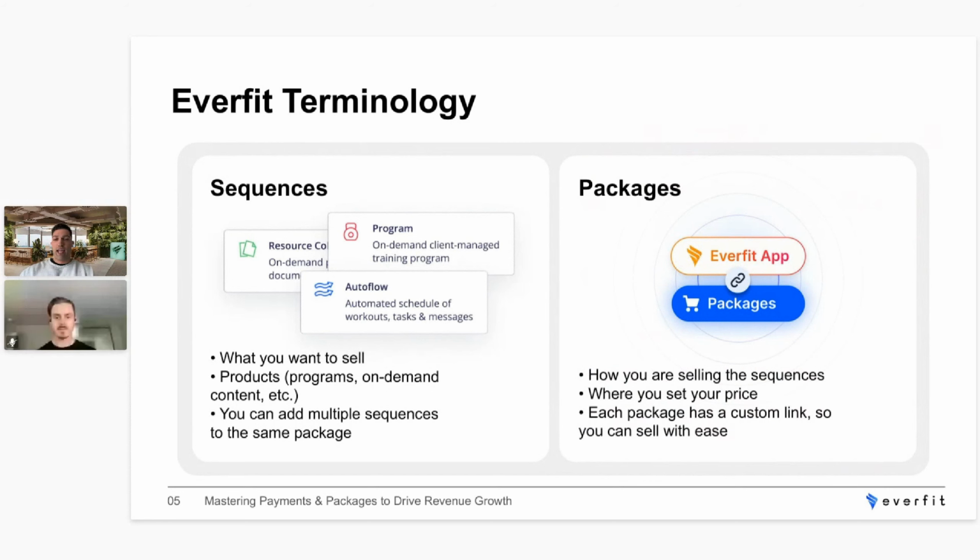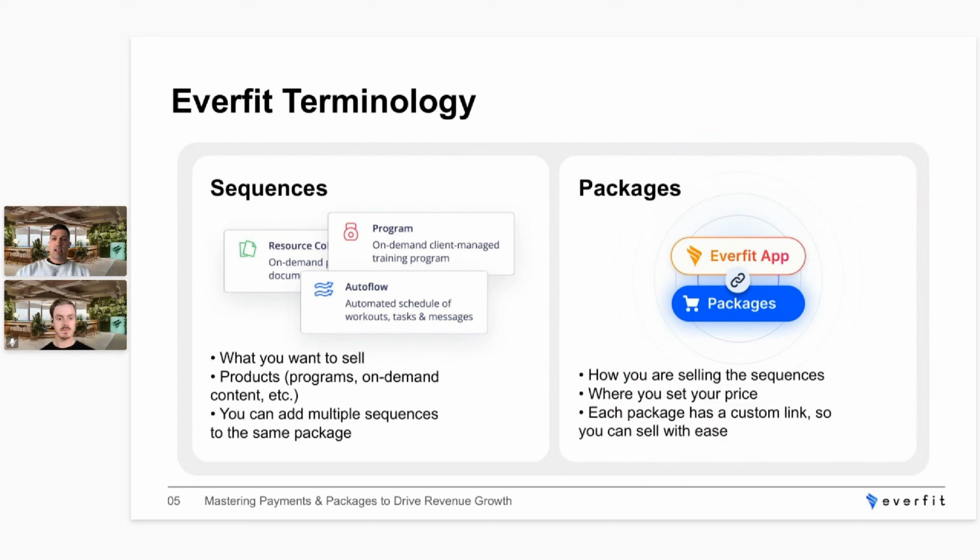And you can create as many sequences as you'd like. So one sequence could have some on-demand content and one could be a regular program, but you can put multiple sequences inside of the same package just to make it easier for you to mix and match and create new packages really easily.